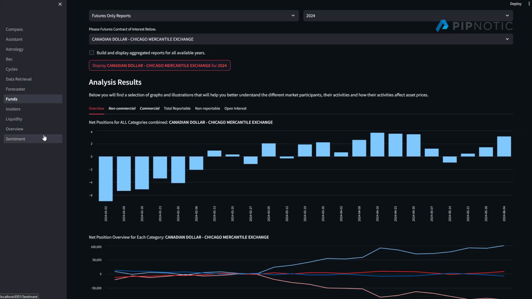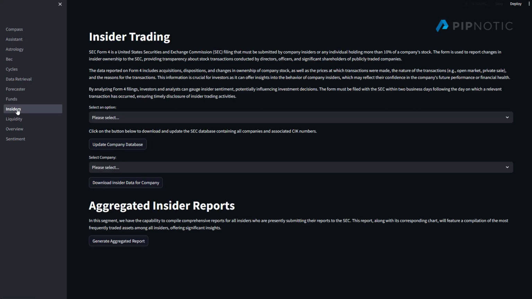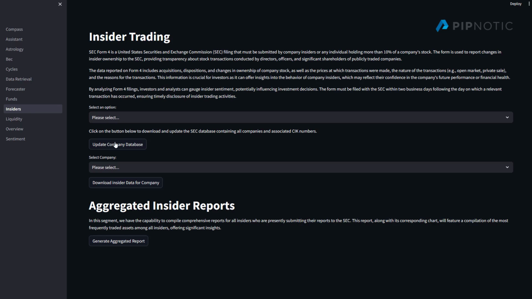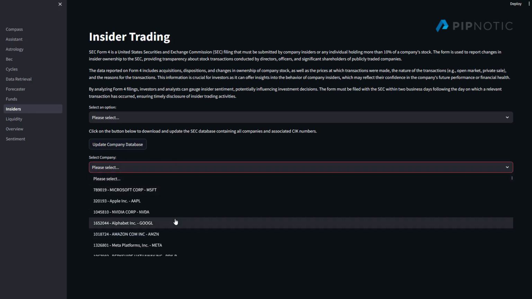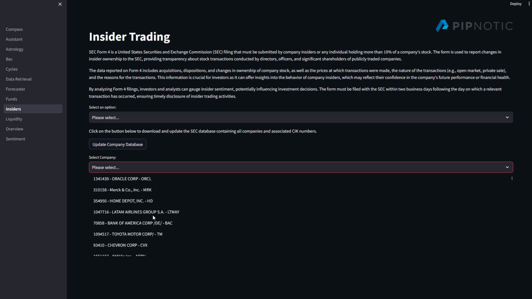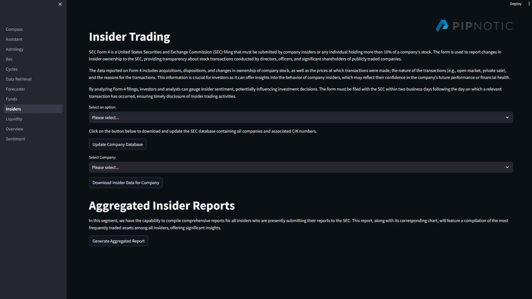Another thing I want to show, which is kind of cool, is the insiders. What I've done in the insiders is create this thing where, in the same way as I'm doing with the funds, I can select a company and click on it. It downloads a boatload of data, tons of data. As a matter of fact, I'm just going to show you what that data looks like so you can appreciate what's going on behind the scenes when you click a button. Let me dig that out quickly.